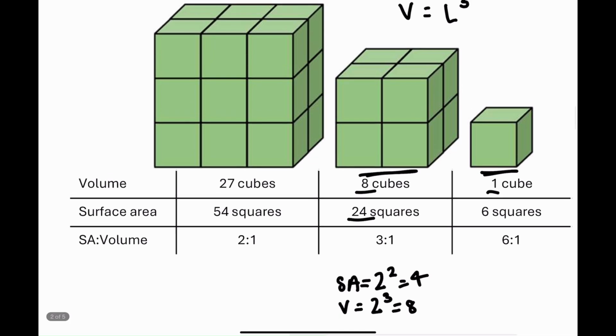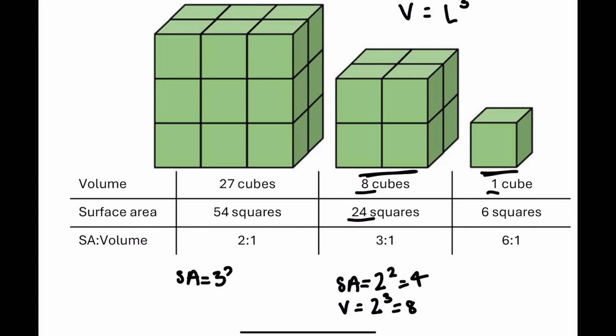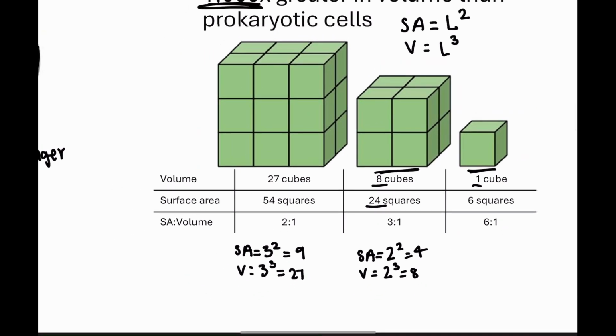This same exact concept also applies when we triple a cell in length. Our surface area is going to be the length, which is 3, to the second power, which is equal to 9. And our volume is going to be 3 to the third power, which is equal to 27. So our surface area is increasing 9 times, and our volume is increasing 27 times. This really rapid volume increase explains why our cells cannot grow indefinitely.